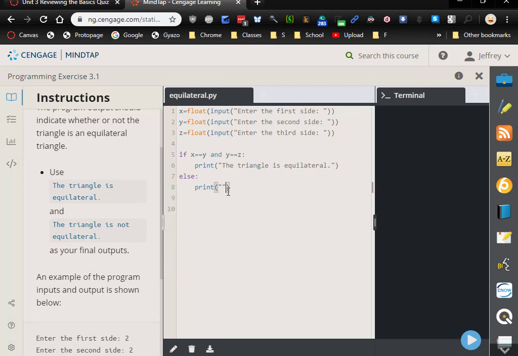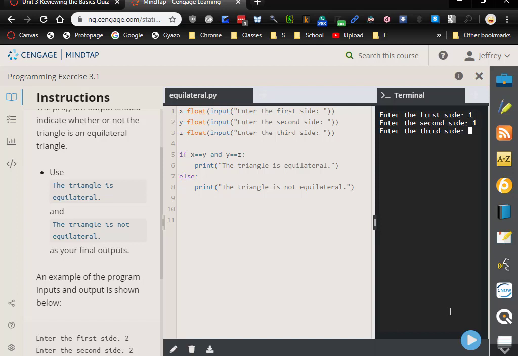It's not letting me paste. There. All right. That may be done. I'm going to give it a shot. Into the first side. Well, if they're all the same, it's equilateral. So 1, 1, 1. I've run it to see that it worked, but you have to also make sure that you get the other output, right? You have to test both cases. So now I'm going to try it and type in 1, 2, 3. The triangle is not equilateral. By my testing, it's working.